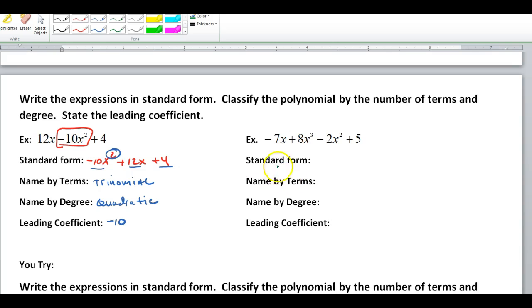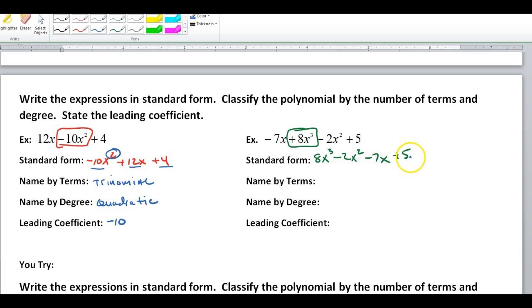Next one. Alright, standard form. I look. Highest exponent across the board is 3. So that's going to be our first term. So we start with positive 8x to the third. Now I'm going to go in descending order by degree. So 8x to the third followed by minus 2x squared. Then minus 7x. And then plus 5. I've written these, keeping track of all the signs, in descending order by exponent.